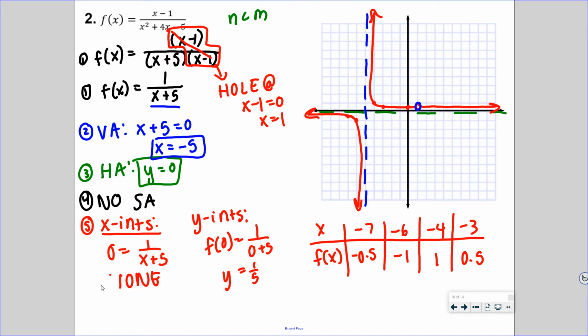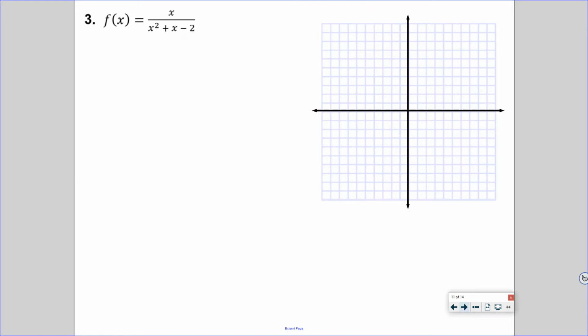Okay, so you have 2 examples down, 4 to go. Another one. First, can I simplify this? Yes, the bottom factors. So that's what we check first.